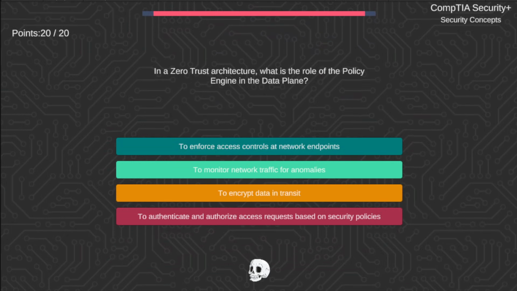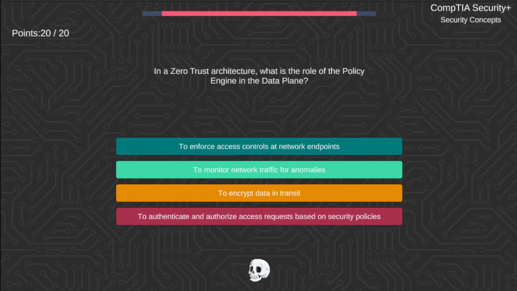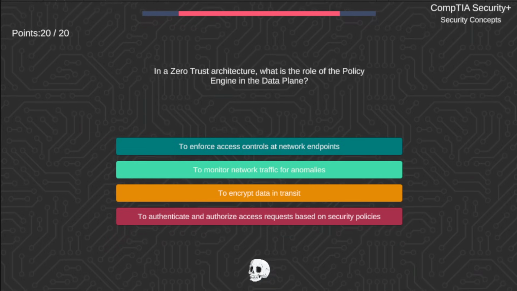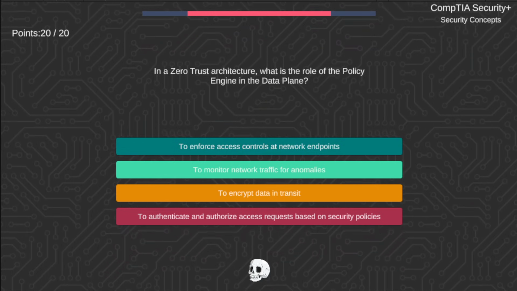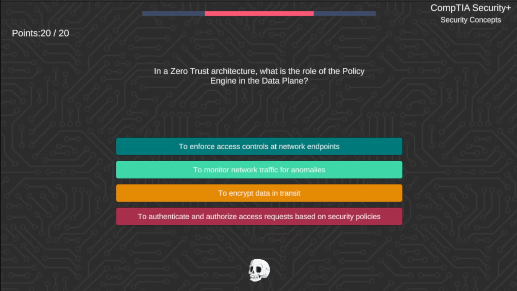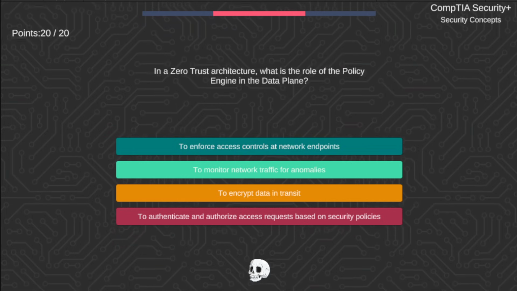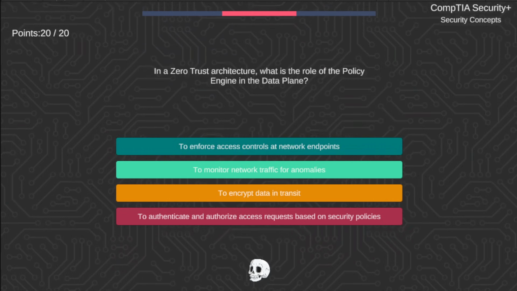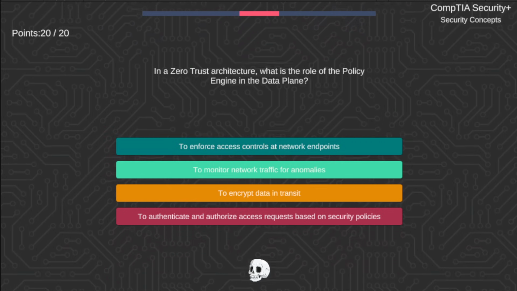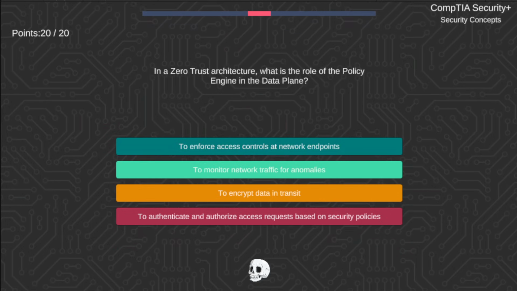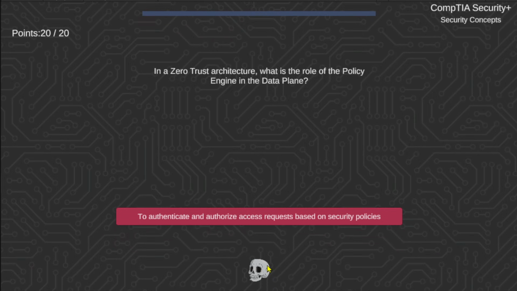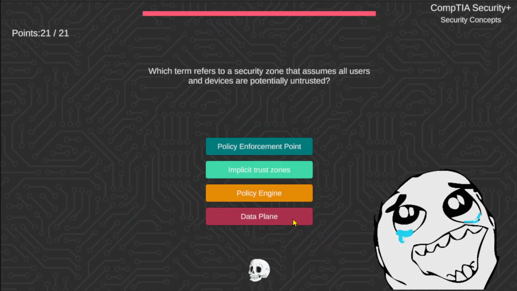In a zero trust architecture, what is the role of the policy engine in the data plane? To enforce access controls at network endpoints, to monitor network traffic for anomalies, to encrypt data in transit, or to authenticate and authorize access requests based on security policies? The policy engine in the data plane. Correct answer is to authenticate and authorize access requests based on security policies.